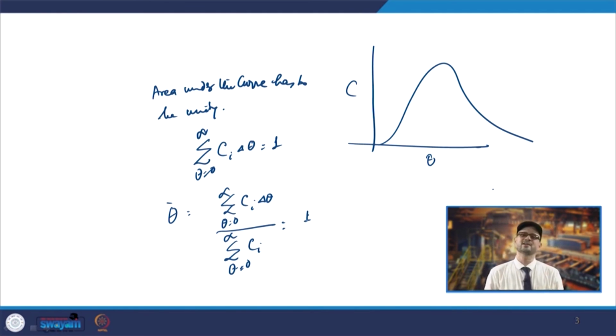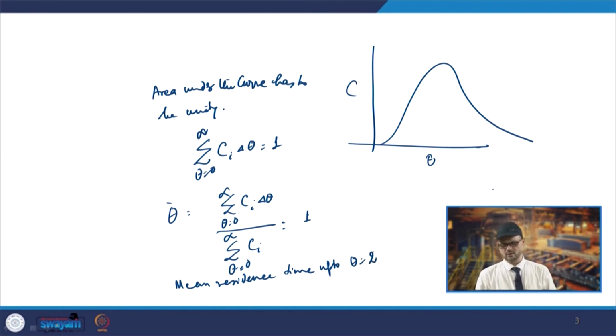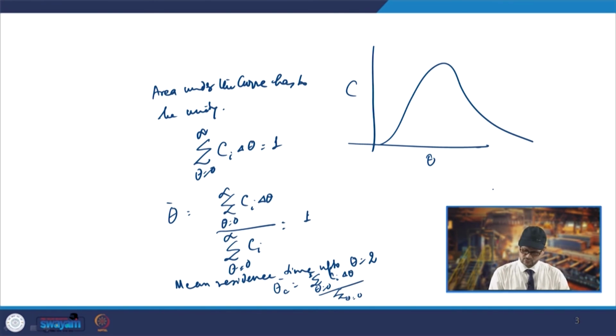So, we are calculating the mean residence time up to theta equal to 2. For that you will have theta c. Suppose you are taking the mean residence time up to theta equal to 2, so you will have theta c. That will be computed as the summation over theta equal to 0 to 2 of C I delta theta, divided by the summation over theta equal to 0 to 2 of C I.